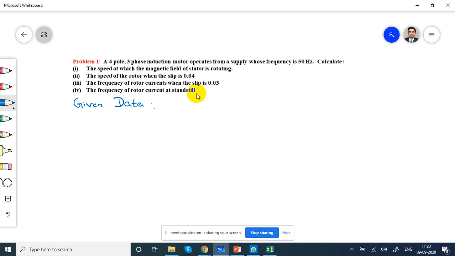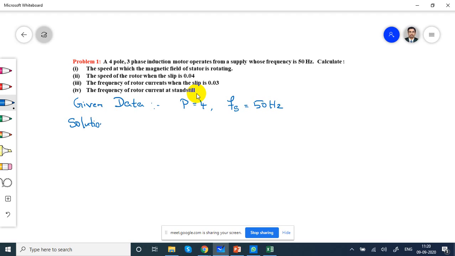What is the given data? Pole P equal to 4. It is an induction motor operated with a supply frequency Fs. Yes, supply frequency is 50 Hertz. These are the two parameters.